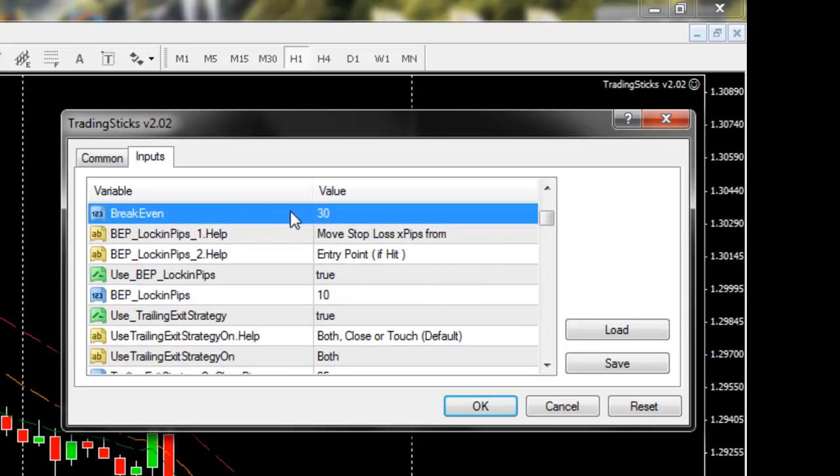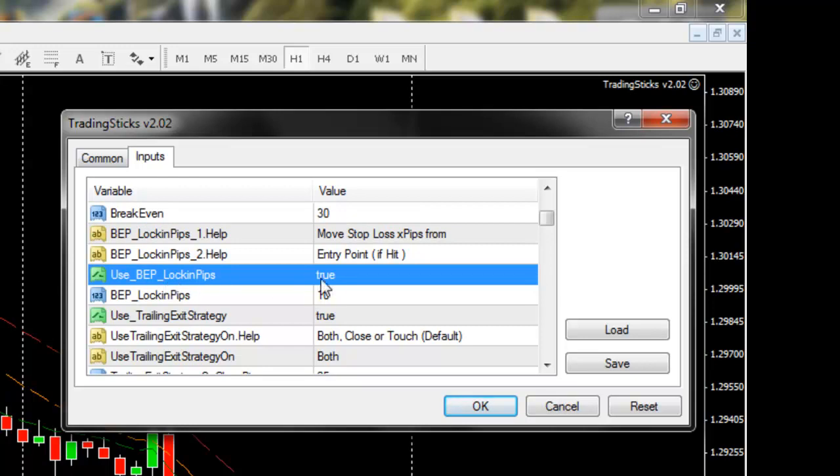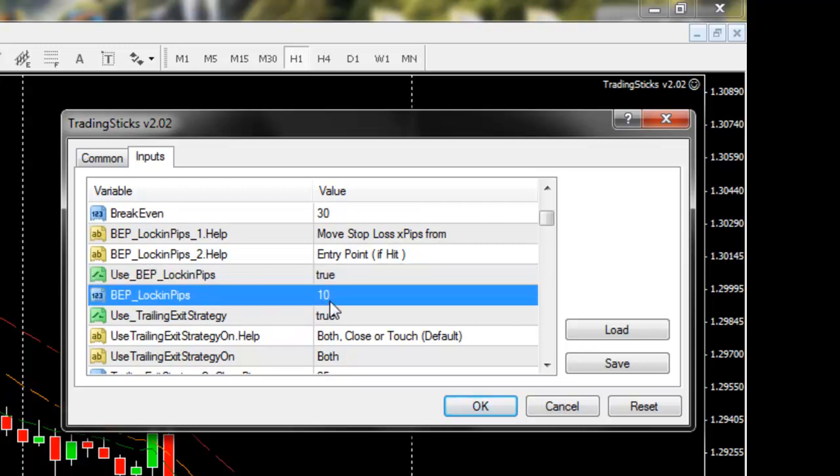Okay, we've set our break-even to 30 pips, so as soon as the trade moves 30 pips into profit, we want to have certain things actioned by TradingSticks for us. The first one is we set here lock-in pips to true, and we're locking in 10 pips. So on a 30 pip profit, we're locking in 10 pips straight away.